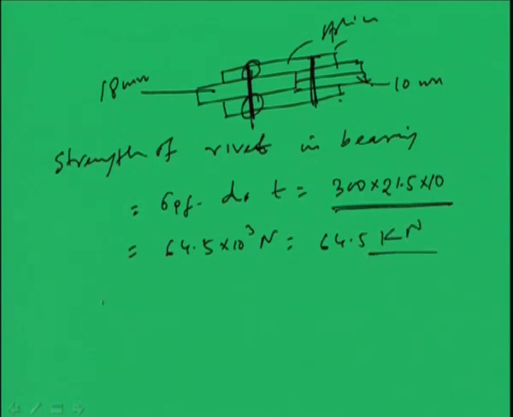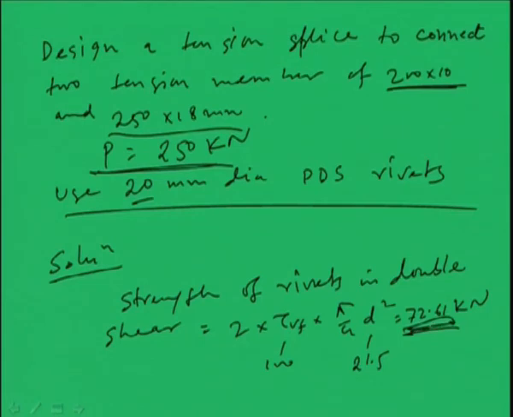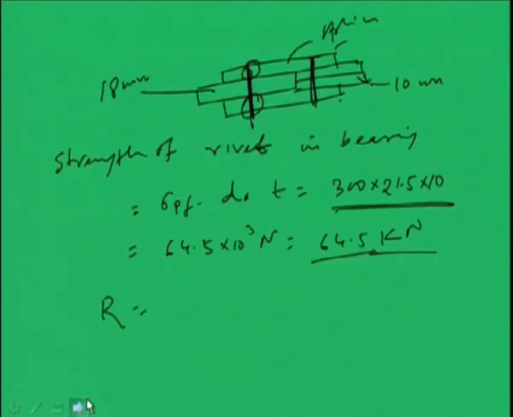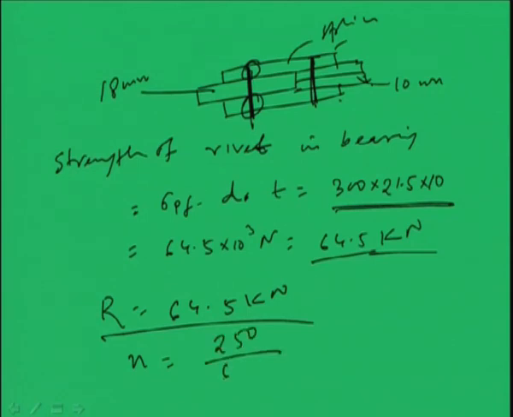So, the rivet value we can find out as the minimum of these two, one is 64.5 kilonewton, another we got here 72.61 kilonewton. So, the minimum of these two will become 64.5 kilonewton. So, we have the rivet value. Now, number of rivets n will become the load 250 kilonewton by 64.5. So this will become 3.1, or equal to 4. So the number of rivets we are getting is 4, right.